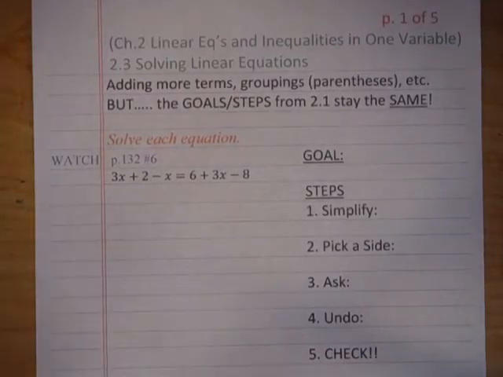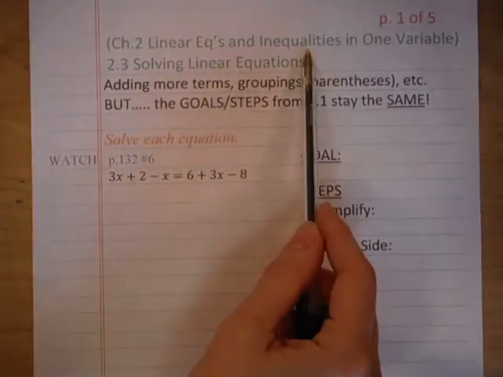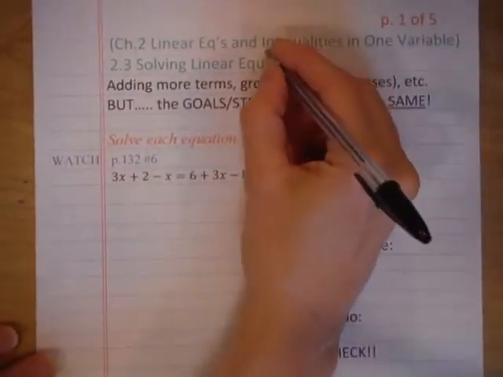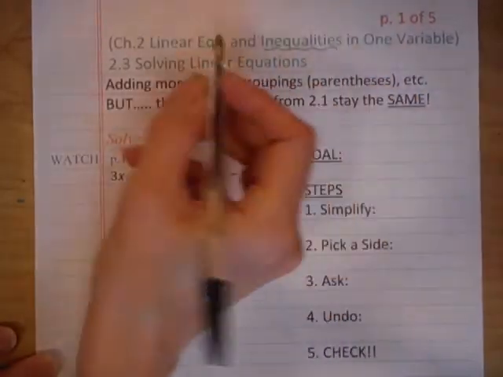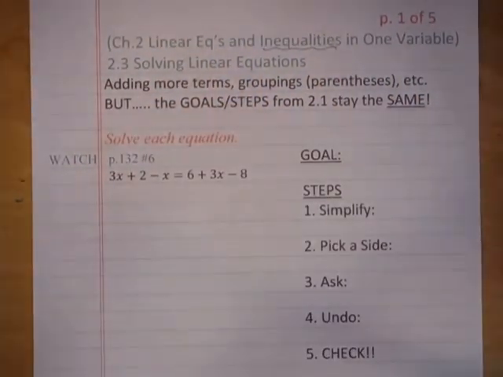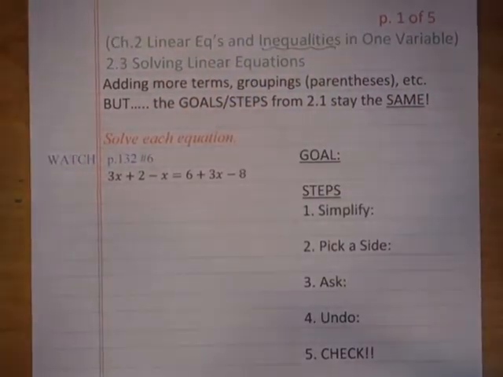Alright, welcome to section 2.3. We're still in the chapter Linear Equations and Inequalities in One Variable. We'll get to the inequalities at the end of the chapter. We're going to focus right now on the equations for the first 5 sections.